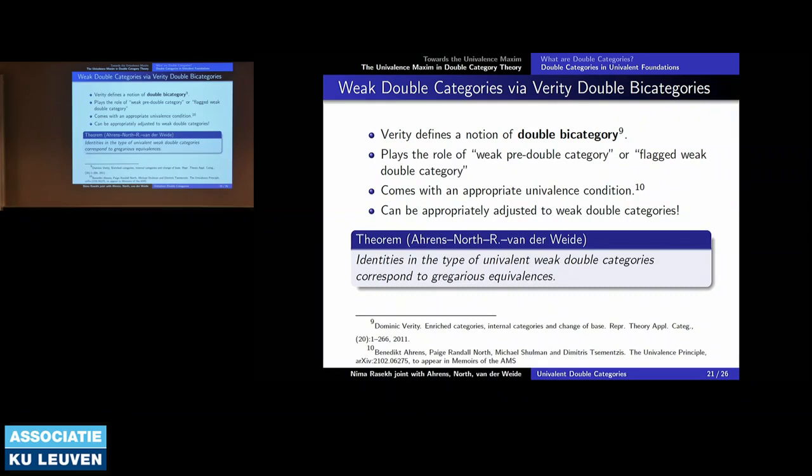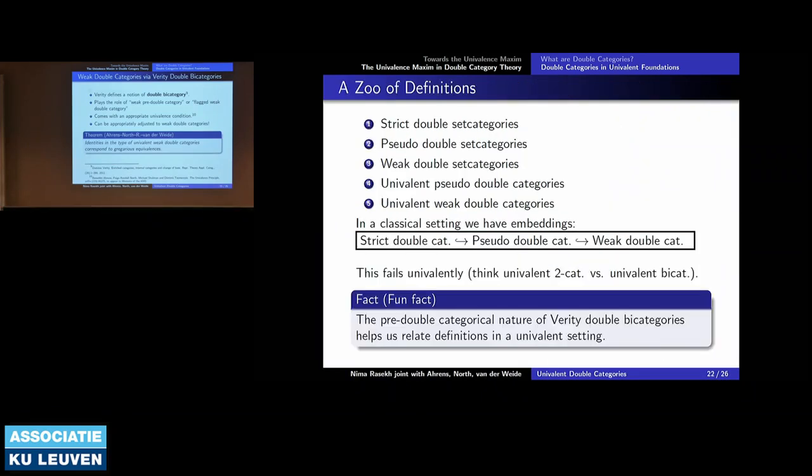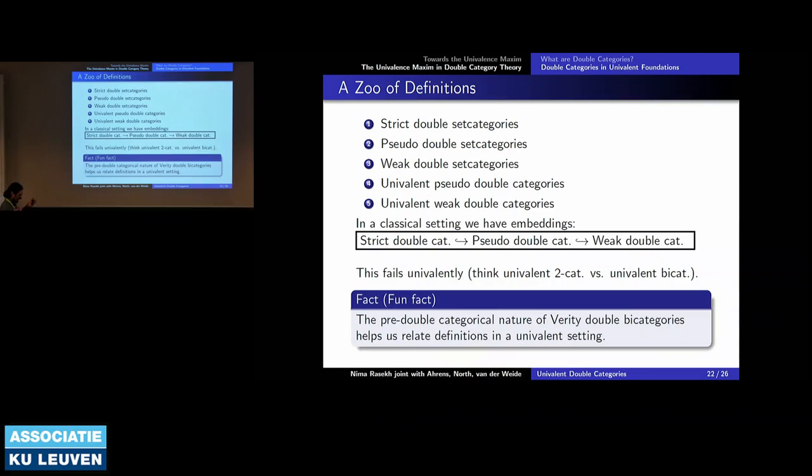So let me say this as my last cool fact of the talk. Namely, we have all these notions, and classically speaking, it's clear that everything that is strict will embed in everything that is not strict. And the less strict you get, the more you have just embeddings. But univalently, this is completely false. You cannot embed things univalently into each other. You only have this in the classical world. And it turns out Verity double bicategories are exactly what you need to get some kind of common playground for various univalent notions. It's a really cool fact.